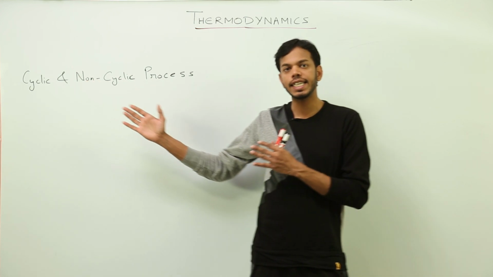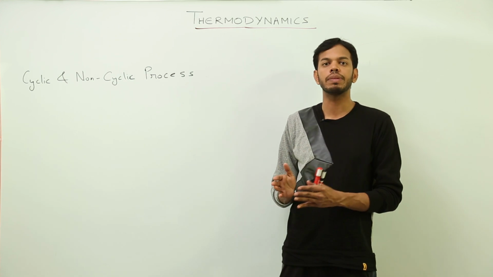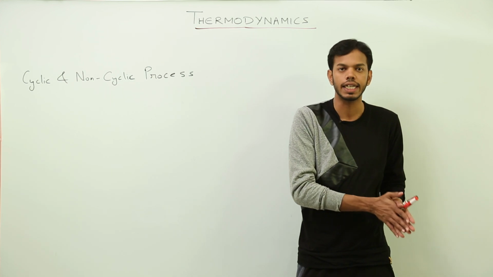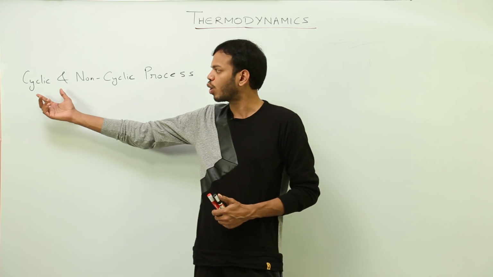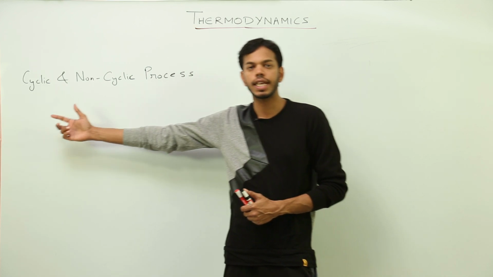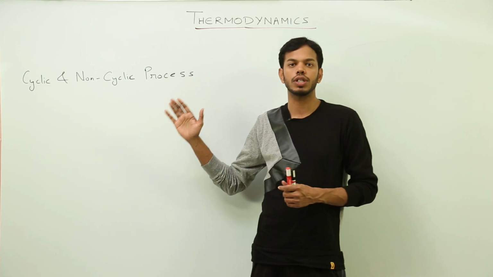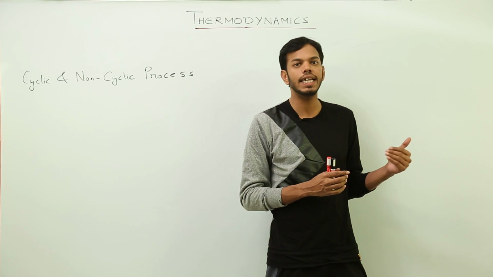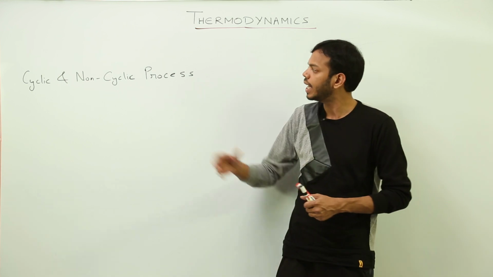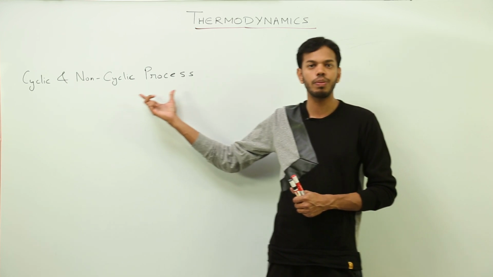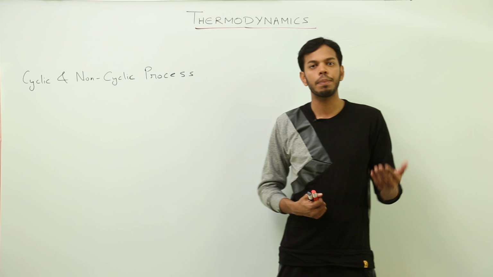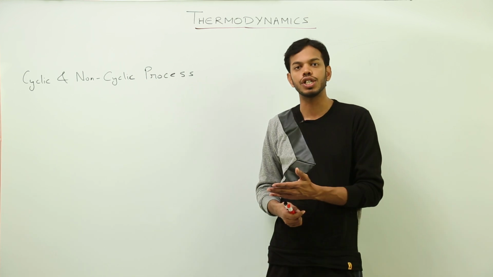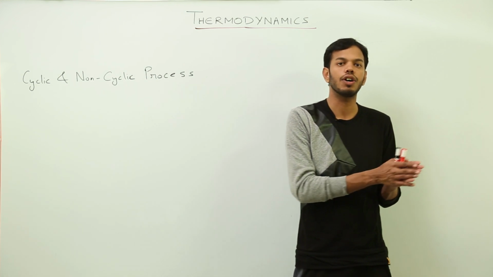So if these sets of changes are applied to a system, can the system return back to its original state? Yes, it can, and that type of process is known as a cyclic process. So what is a cyclic process? It is a process in which a system undergoes some set of changes and finally comes back to its original state. And what would be a non-cyclic process? It is a process which does not come back to its initial state after undergoing some set of changes.